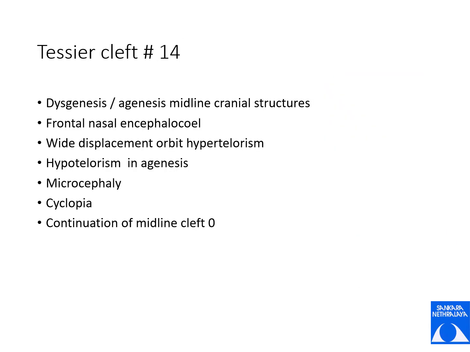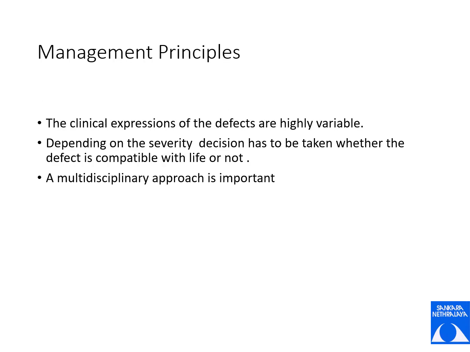Tessier cleft 14, there may be dysgenesis or agenesis of midline cranial structures, frontonasal encephalocele, wide displacement of orbit, hypertelorism, hypotelorism in agenesis, microcephaly, cyclopia, continuation of midline cleft 0.